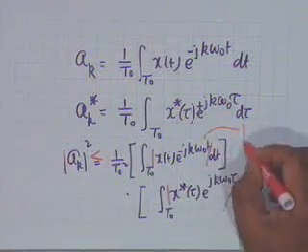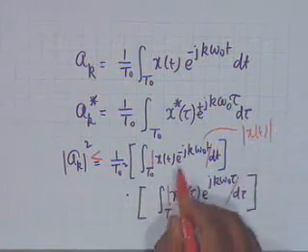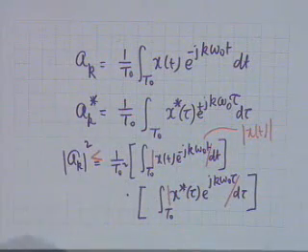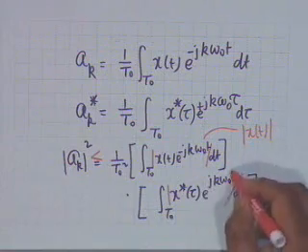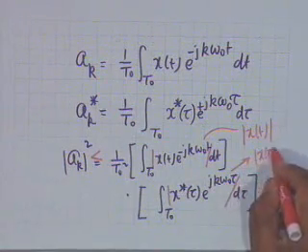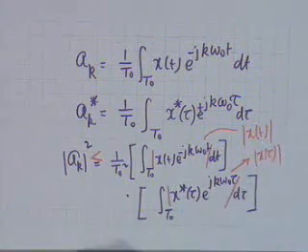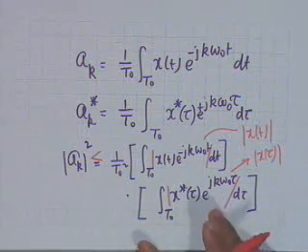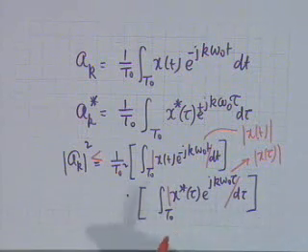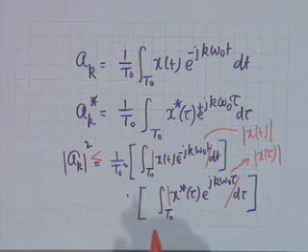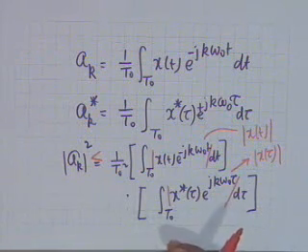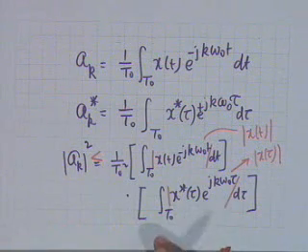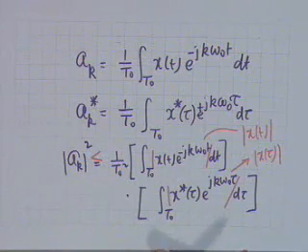Now, what is this mod equal to? Isn't it simply mod x of t, because the mod of e to the j theta is 1? And similarly, this mod is also mod x of tau. So the right-hand side simply becomes 1 by T0 squared, integral of mod x(t) dt, whole squared. Is that correct? Right?